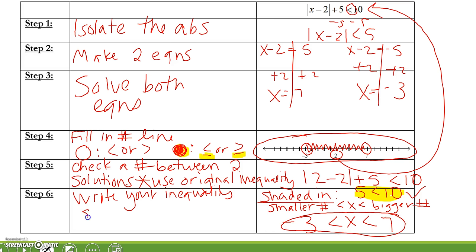Now if they are shaded out, and I'm going to show you that in the next problem, what you do is you write two separate inequalities.